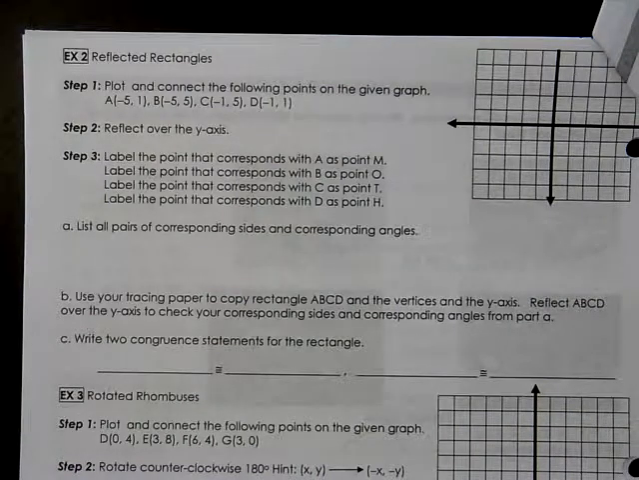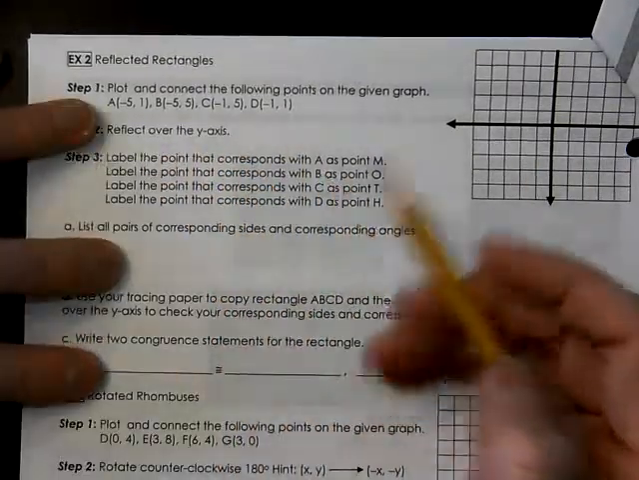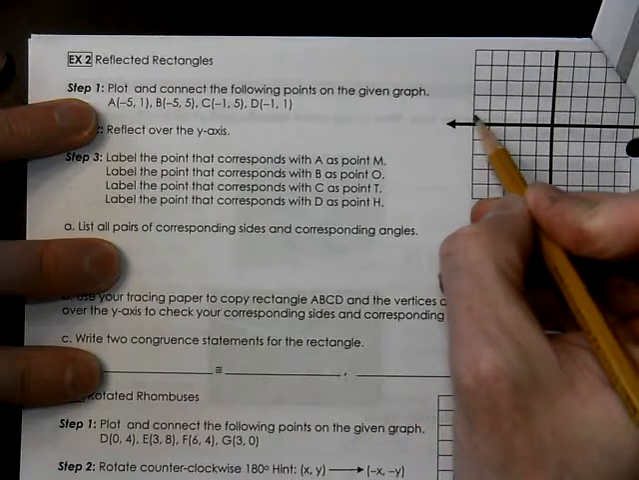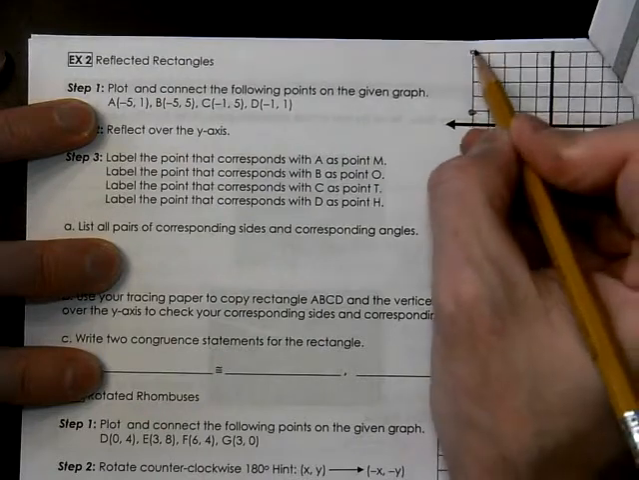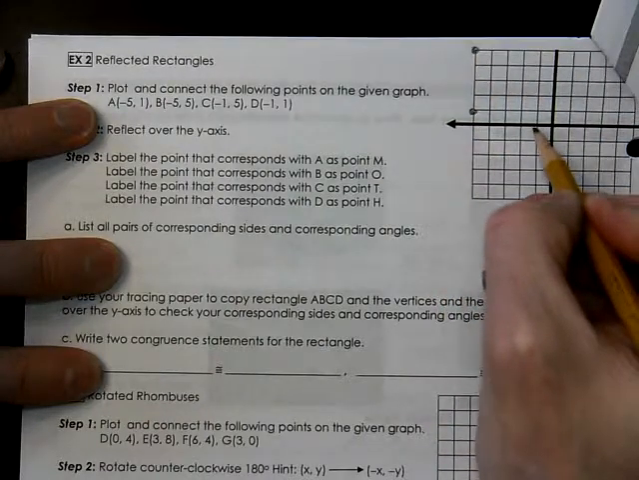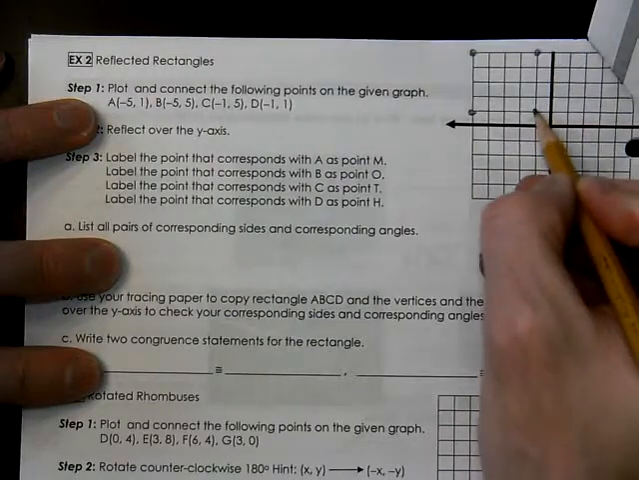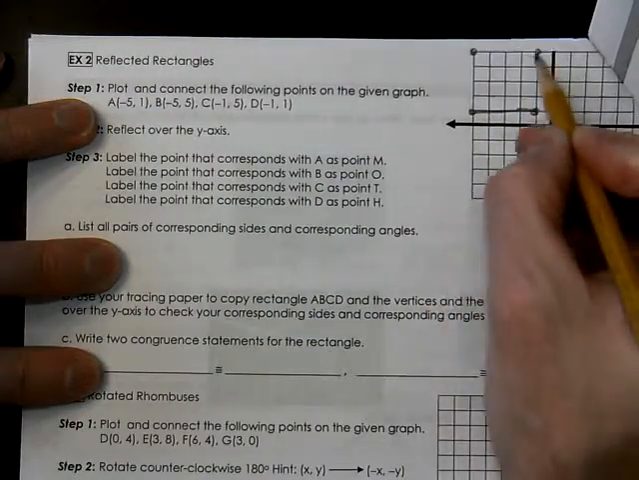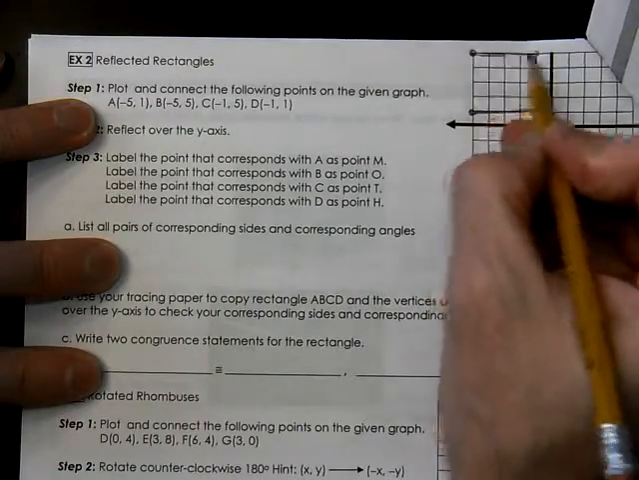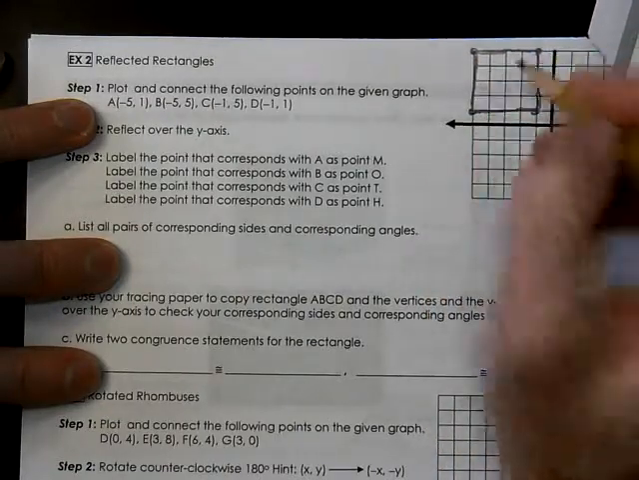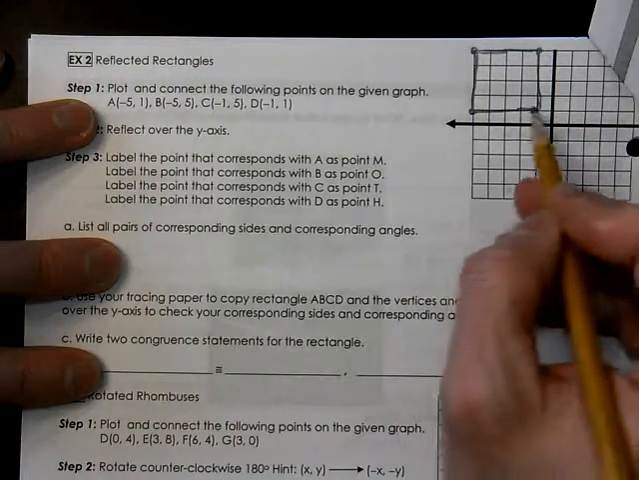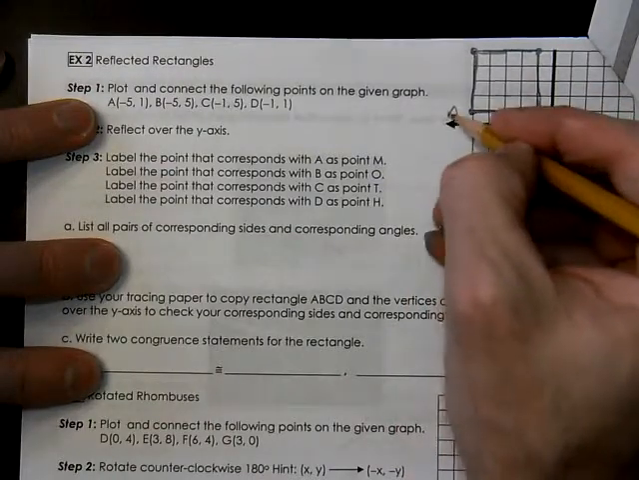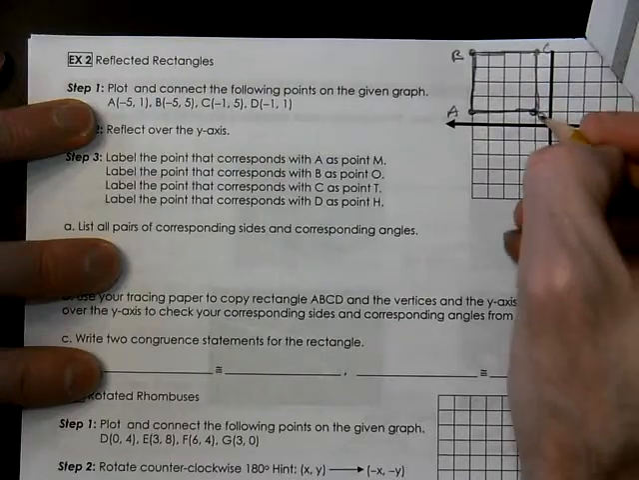On our next page, we're going to look at some rectangles. We're going to plot the rectangle with points (-5, 1), (-5, 5), (-1, 5), and (-1, 1). So that gives us this rectangle right here. Some might call it a square because it's a rectangle with all equal sides. It's a rectangle because it has right angles in the corners. But this would be A, B, C, and D.